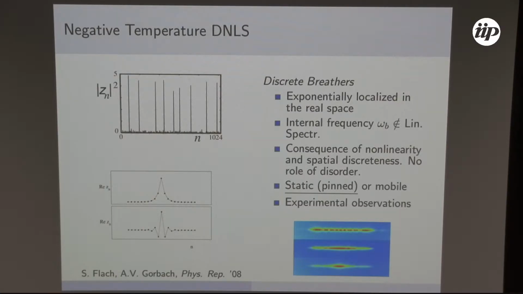But let us recall their main properties. These discrete breathers are exponentially localized in real space, and they display an internal frequency, omega, that does not belong to the linear spectrum. So they are intrinsically nonlinear. They are solutions that are pretty generic in nonlinear discrete models, and they are the consequence of the nonlinearity of the system. There is no role of the disorder. Here I'm talking about an ordered system.